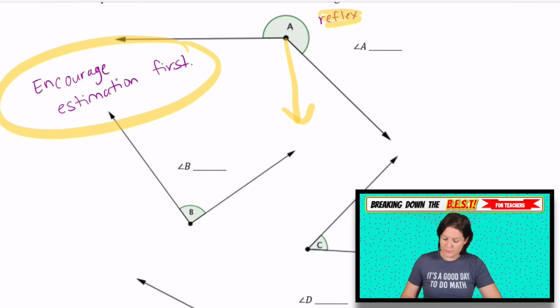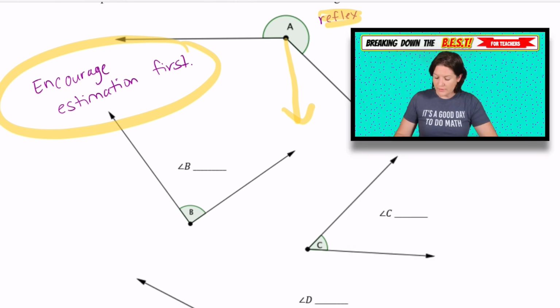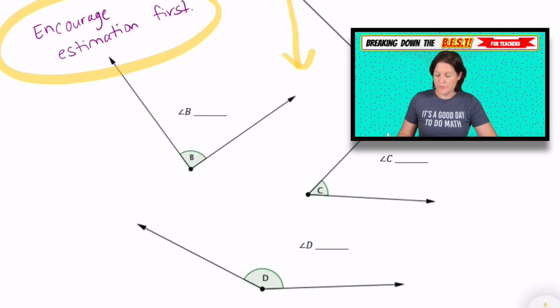Okay, or like B looks pretty close to a square corner, so I might line up my square corner there to see. C is an acute angle, and D is an obtuse angle, so we know it's going to be greater than 90 degrees, but not quite 180 degrees. So because of that, we can go ahead and make an estimation first, and then use the protractor.